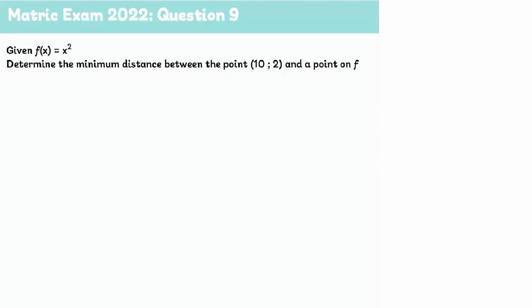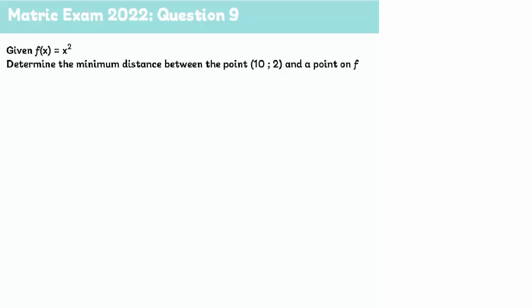Question 9 is one of those questions that need a lot of respect. So much so that we're actually going to do two renditions of this. So let's have a look at question 9. It says we're given a function f(x) which is equal to x squared. Determine the minimum distance between the point (10, 2) and a point on f.